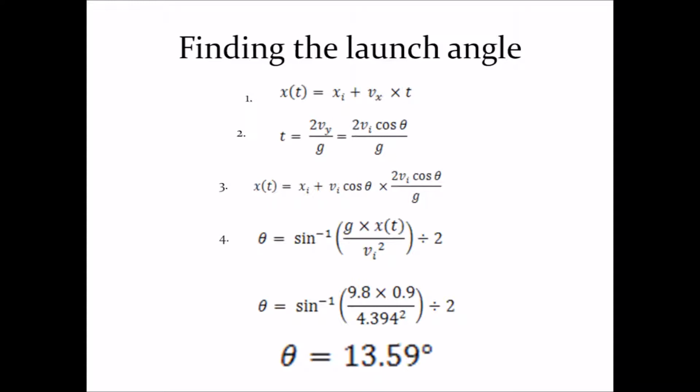Given that we have all the values for every symbol in equation 3, all we need to do is rearrange to find the value of theta that we need and then sub in our values. So we ended up with our launch angle, which was 13.59 degrees, and it worked. Our dart hit the target, which is very exciting.